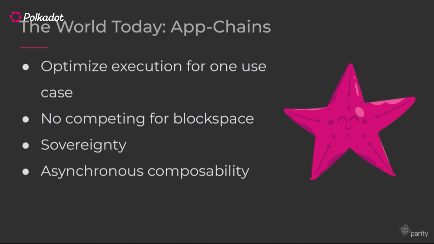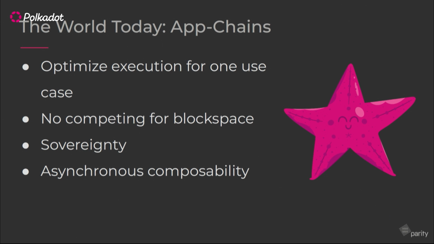Well, for one, these app chains have a lot of benefits. Since you know exactly what you're optimizing for, you can tune for your exact use case and squeeze every ounce of performance out of them. Since you own your own blockchain, you don't need to compete with anybody else for block space. On a smart contract platform, you're competing for block space with every other application on there. But on your own blockchain, you're the only user. You can use all the resources you need.